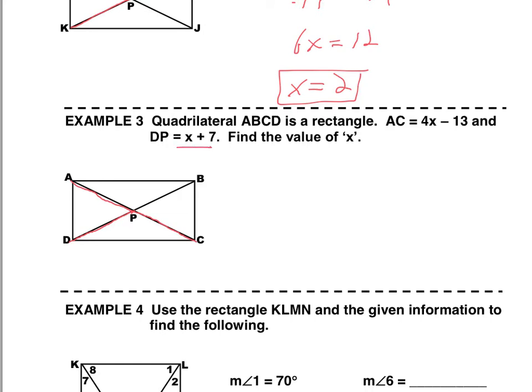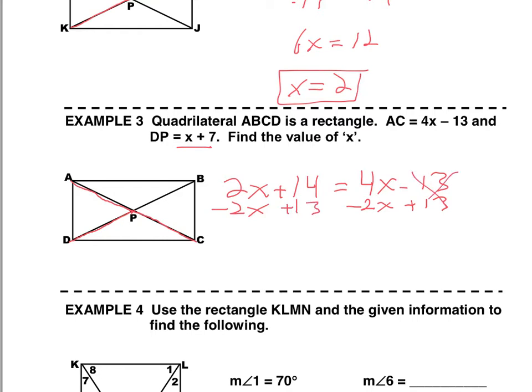So let's double DP. If I double that, that's going to be 2x plus 14, right? I doubled everything in it. And that equals 4x minus 13. Okay? So I start solving. Me personally, I would move my 2x since it's the smaller one. And I'm going to move my 13 since I moved my 2x. It kind of forces my hand a little bit. That goes away and that goes away. So now I've got 27 equals 2x.